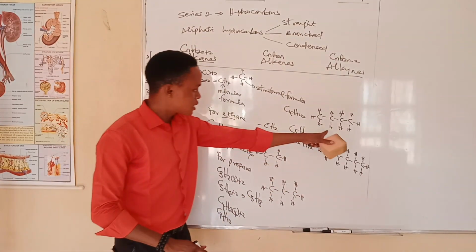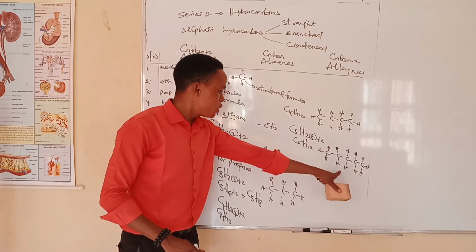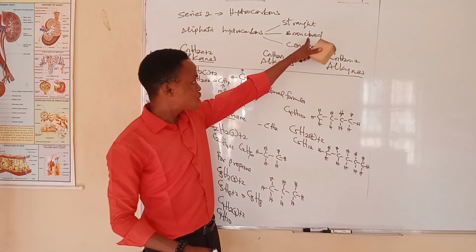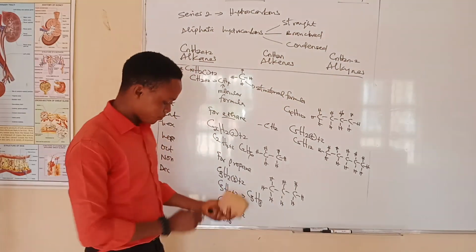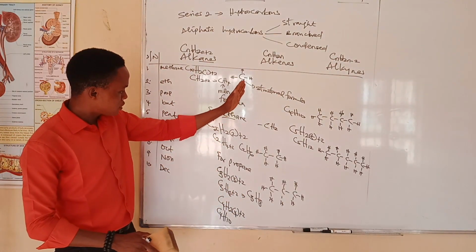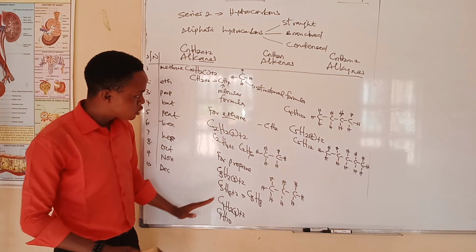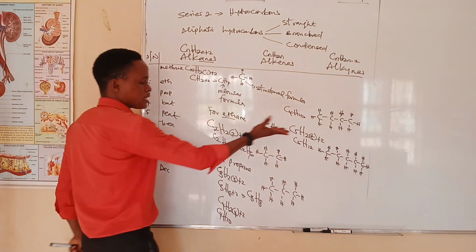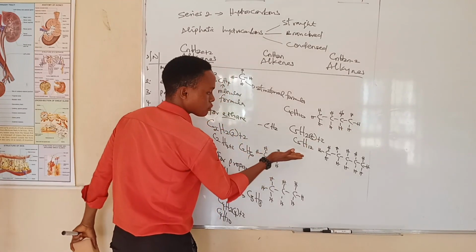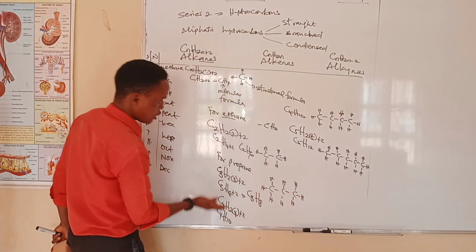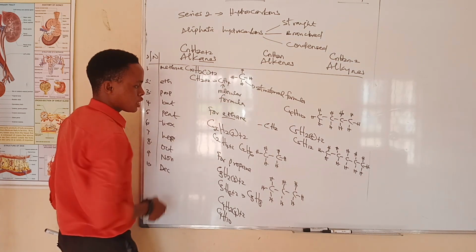Let me use this to explain the straight chain, the branched, and the condensed. Now, we have talked about the structural formula for methane, ethane, propane, butane, and pentane. If you look, this is a straight chain. These are the straight chains.